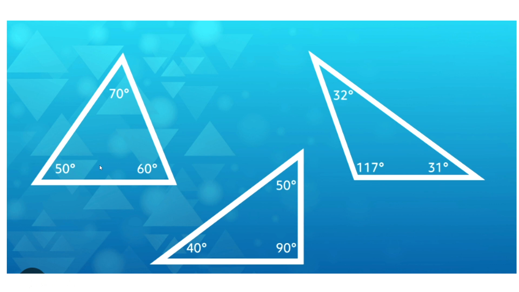Now last one, can you guess? 70 degree, 50 degree and 60 degree. Can you guess the name? 70 degree acute angle, 50 degree acute angle, 60 degree acute angle. All three measurements are acute angles. It means that this triangle's name is acute angle triangle. So we will say once again: acute angle triangle, right angle triangle, obtuse angle triangle.